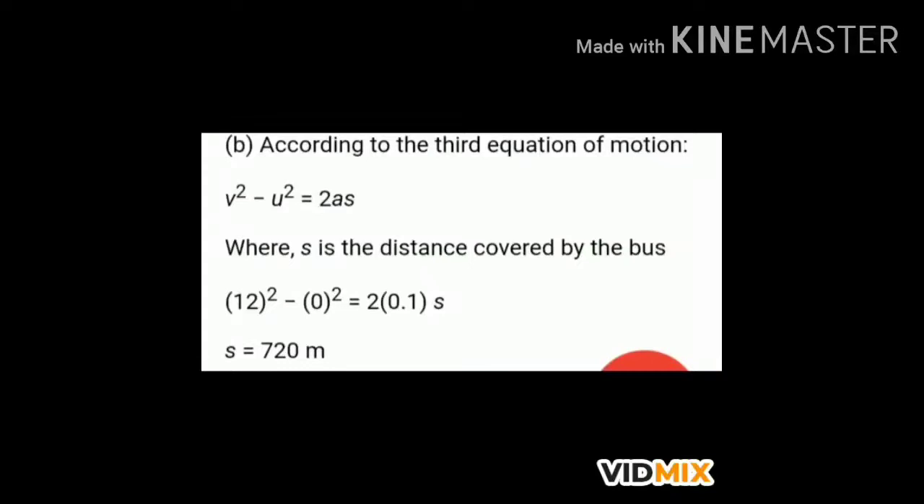Now part B will be according to the third equation of motion. Students, we have derived the third equation of motion in the previous lecture. So the third equation of motion was v square minus u square equals to 2as. We will put the values. In part 1 we have found out the value of final velocity, that is 12. 12 square minus 0 square equals to 2 into 0.1 into s. So the answer will be, the distance covered by the bus will be 720 meter.